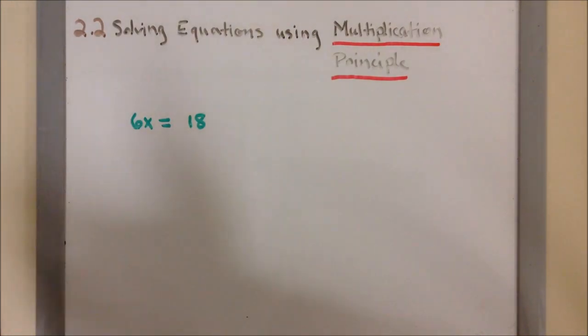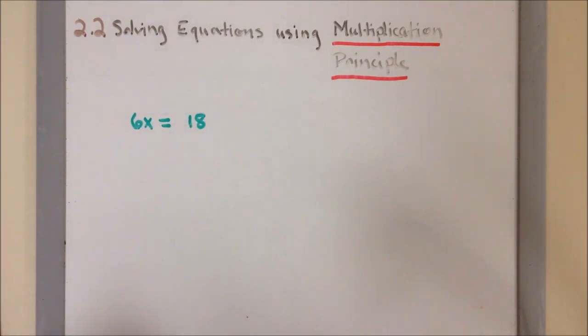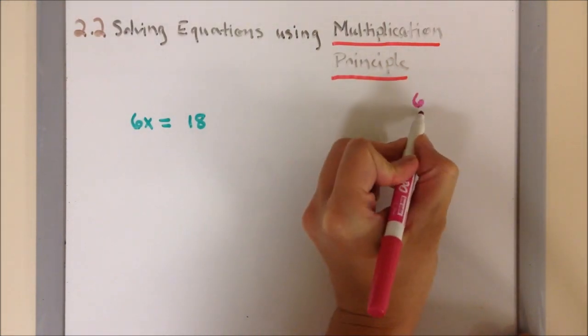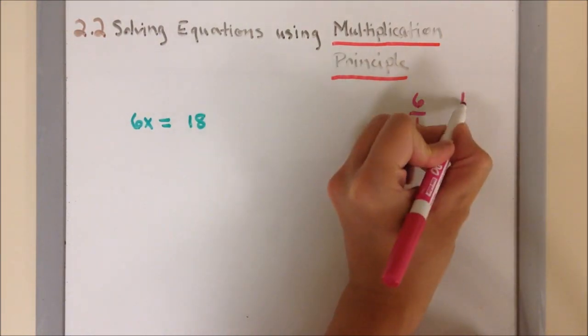When we're talking about solving an equation using the multiplication principle, it's basically saying, what are you going to multiply to the 6x where you're going to have just 1x? So basically, you're going to do the reciprocal of 6. Reciprocal meaning you flip the fraction. So right now at the moment it's just 6. If I were to write 6 and change it to a fraction by putting 1 underneath, the reciprocal is 1 over 6.